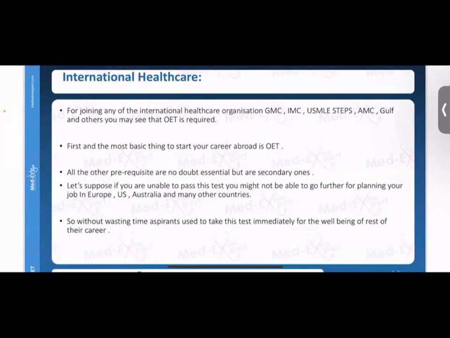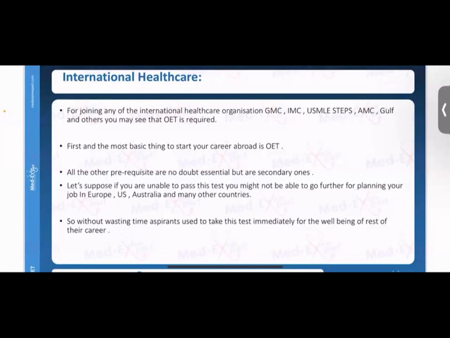Here I'm talking about prerequisites like, for most of the medical councils, a thing called EPIC verification. Students think that we can get EPIC verification done and then apply for the rest of the things and take OET later. No, it is a big misconception. If you have done the EPIC verification, that's a good thing, but still you must have OET for applying to any medical council. So OET is the very basic and first thing to do for any international healthcare opportunity.